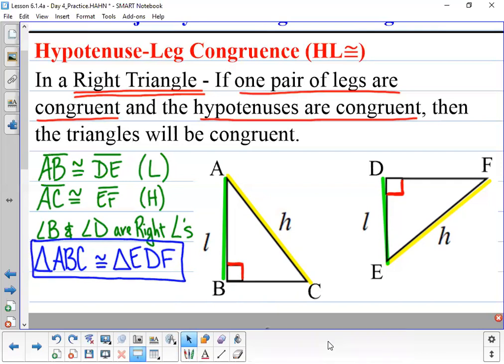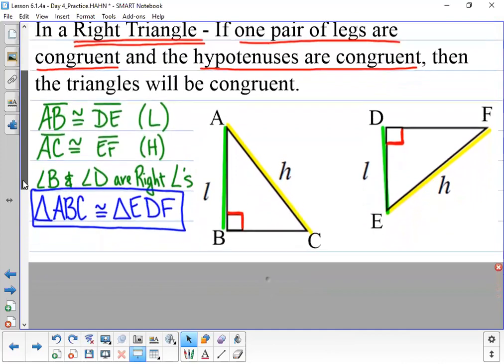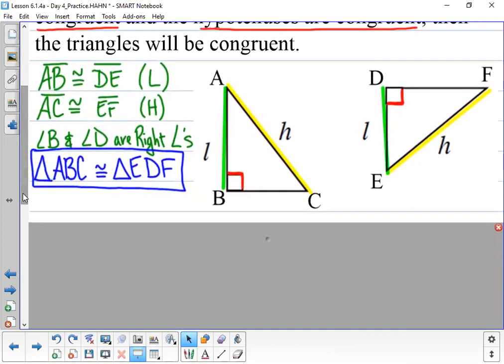The reason why hypotenuse leg works is because since they're right triangles, you could use the Pythagorean theorem to find the 3rd side. And since the 2 sides of one and the 2 sides of the other are equal to each other, that 3rd side has to be equal to each other as well because of the Pythagorean theorem. So that's the reason why hypotenuse leg works.